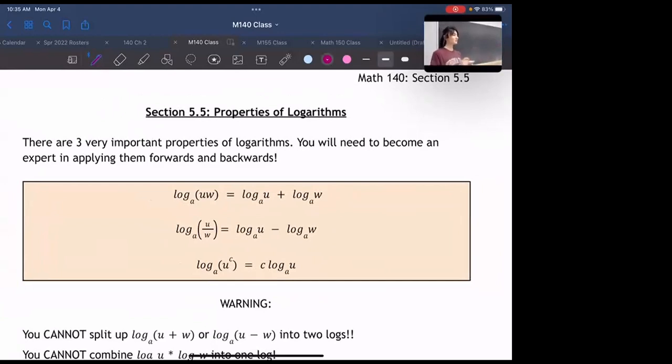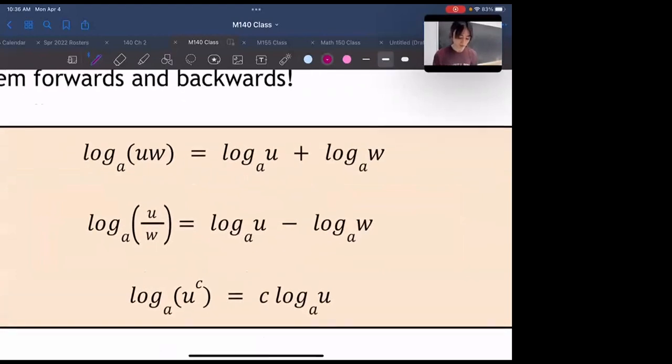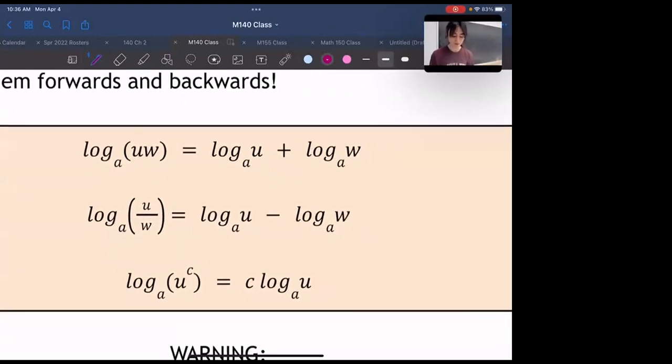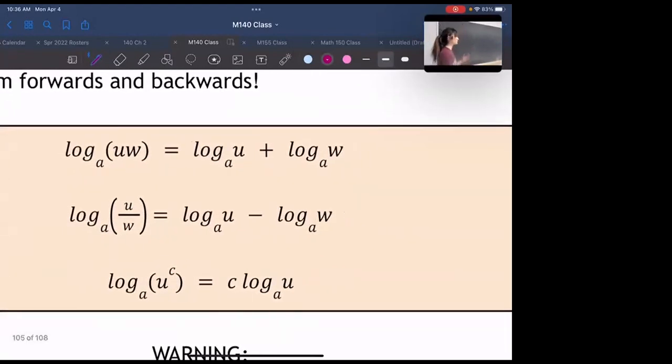Okay, we haven't dealt with any simplification steps except for solving logarithms involving numbers. So let's take a look at these three rules. If they look a little confusing right now, don't freak out. We'll go through what they mean.